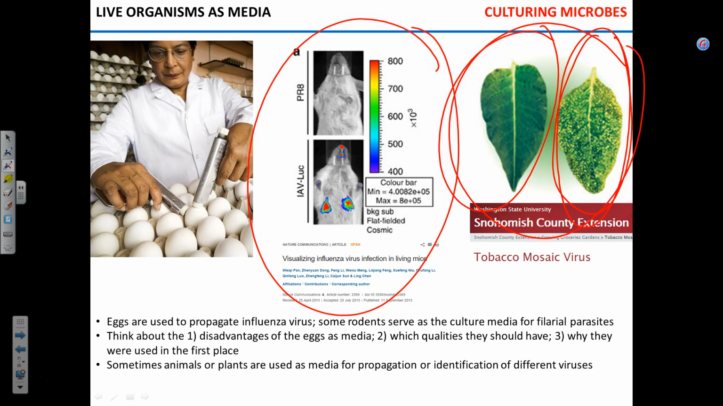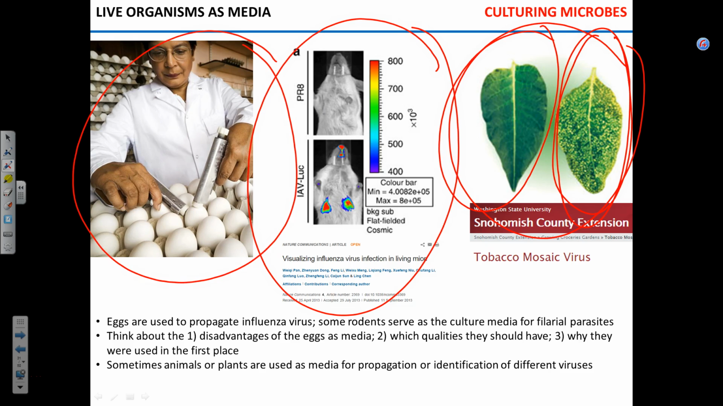Animals. You see influenza replicating in mice. In some cases, that's your only option. Like when you need to grow worms, you have to go to some rodent models and grow worms in the rodent models. Okay. Eggs.